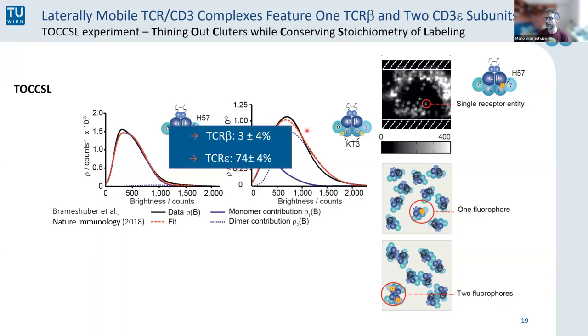This is basically the simple mathematical readout of this data. For the beta subunit, we hardly see dimers, 3%, but you see the error is rather high. And for the epsilon subunit, we see nearly three quarters of the signals carrying two dye molecules. So more or less, we could prove that the textbook's images are right. And we don't have a huge contribution of higher oligomers of the T cell receptor here.